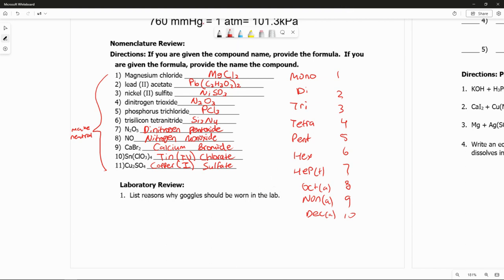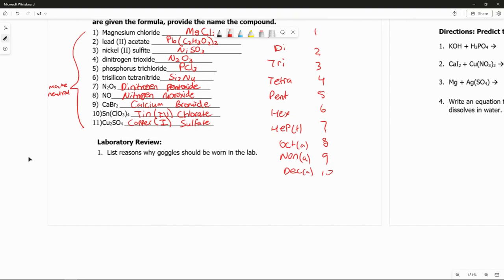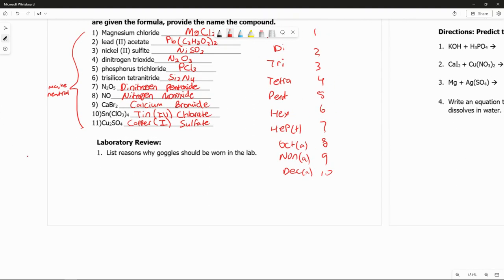Alright, moving on to the laboratory review. Let's list reasons why goggles should be worn in the lab. Goggles are an important piece of safety equipment in the lab, and everyone probably knows the main purpose is to protect your eyes. Let's move on.